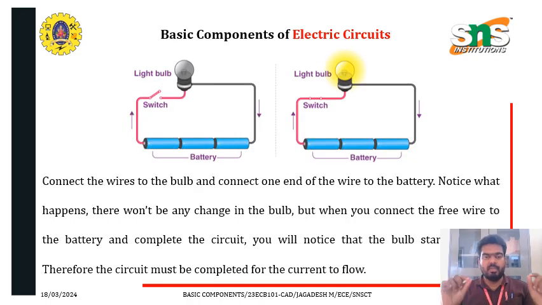This image shows the very basic components of a simple electric circuit, where there is a battery and a load. The load here is a light bulb, and there is a switch to turn the circuit on and off. Connect the wires to the bulb and connect one end of the wire to the battery. Notice what happens. There won't be any change in the bulb, but when you connect the free wire to the battery and complete the circuit, the bulb will start glowing. Therefore, the circuit must be completed for the current to flow. The circuit must be a closed path, like a loop, so that the light will glow.